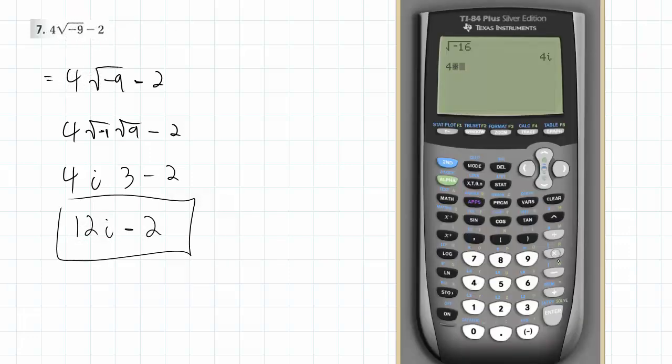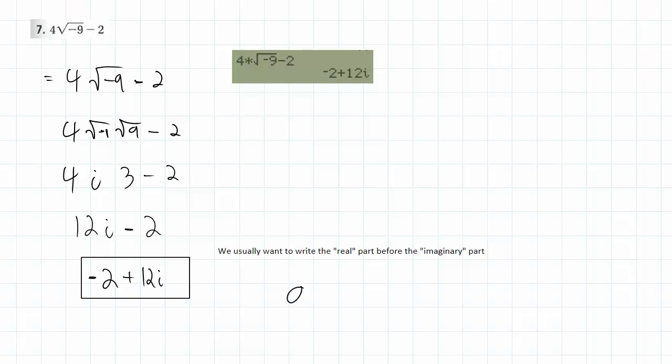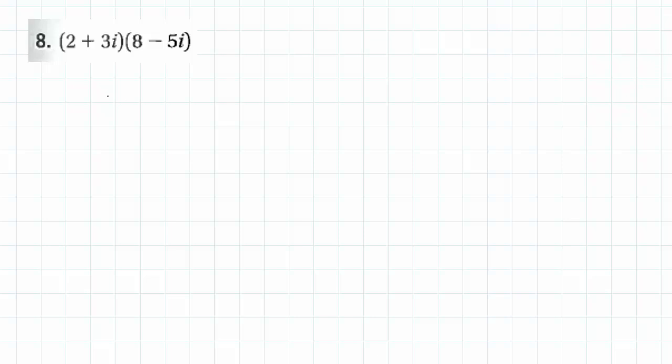Now I have this written backwards. What if I just run it in my calculator? As long as your calculator is in complex mode, it'll calculate that. We normally want to put the real part before the imaginary part, so instead of 12i minus 2, I'm going to rewrite that as negative 2 plus 12i. But either way, your calculators are great for dealing with stuff involving negative square roots or stuff with i.